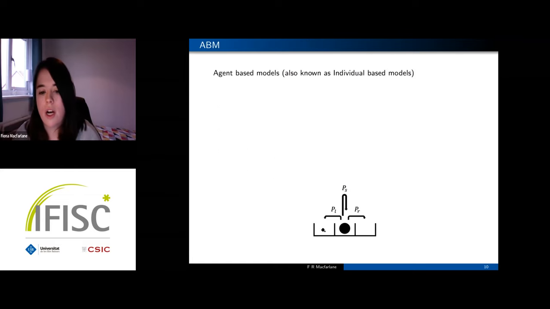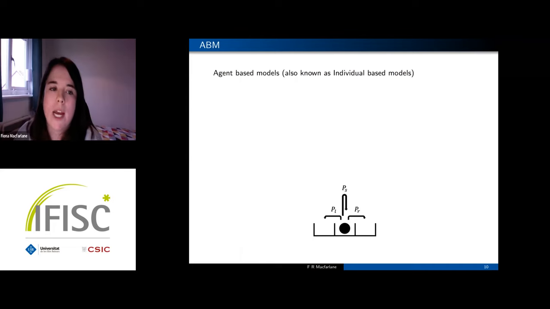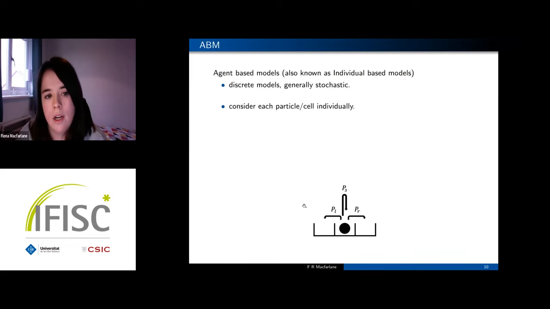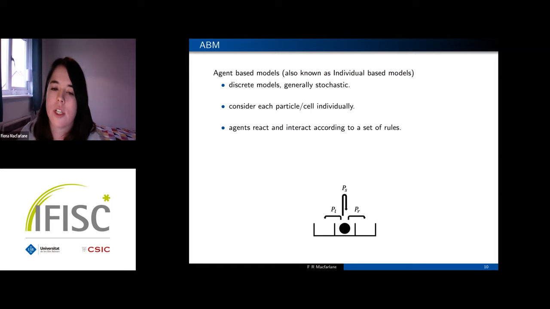So moving on to look at another type of modeling approach would be to look at agent-based models or individual-based models. So these are generally computationally based and these are discrete models where we're looking generally on a lattice, for example, where we're only looking at cells at specific positions in space or on time. And we can add in randomness to these models as well, as we'll see. So within these models, we can consider each cell individually, and these cells will react and interact according to a set of rules, where these rules are probability based.